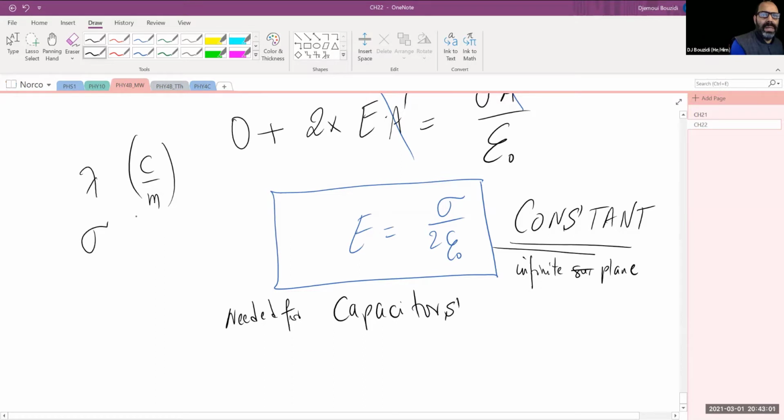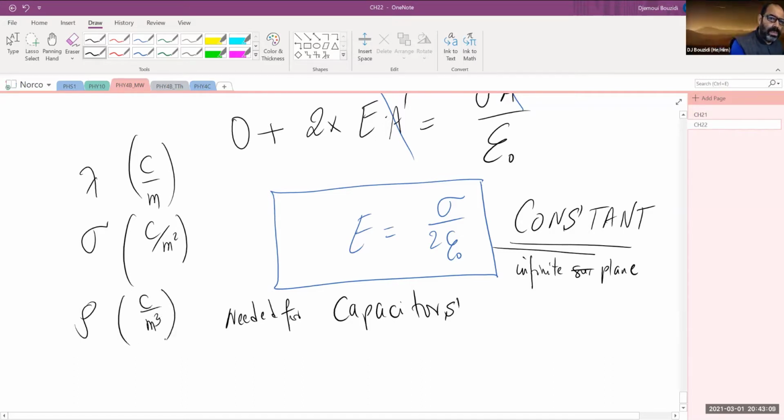We also use sigma right now, which is the charge per square meter. And we used rho in the previous one, which is the charge per cubic meter. So those are basically the symbols we've used so far, and in all of them you're taking advantage of the symmetry in the problem using Gauss's law. Gauss's law is a very, very useful law, and it helps us solve a lot of problems. So let's see if we can do some of these problems now.